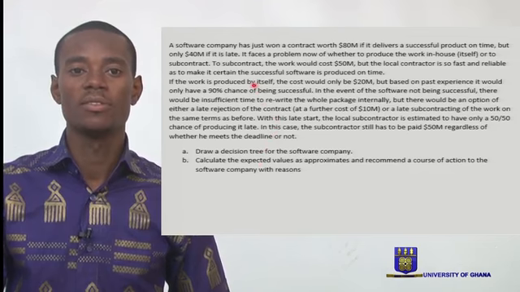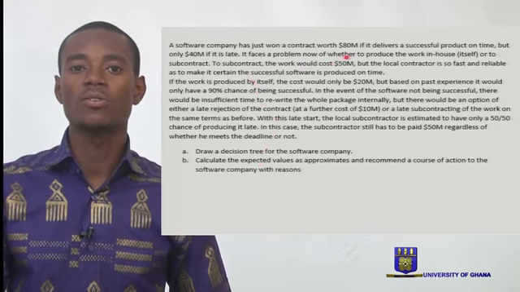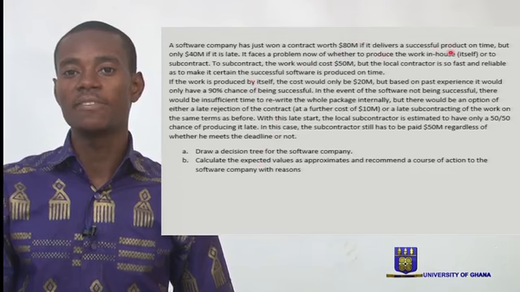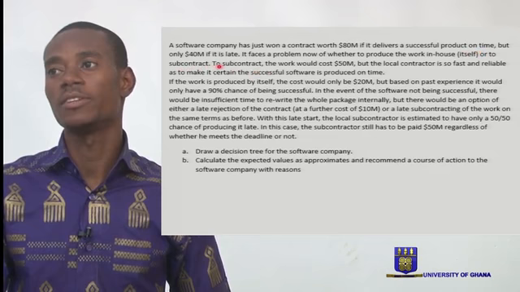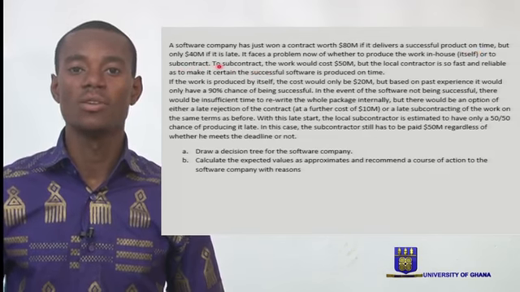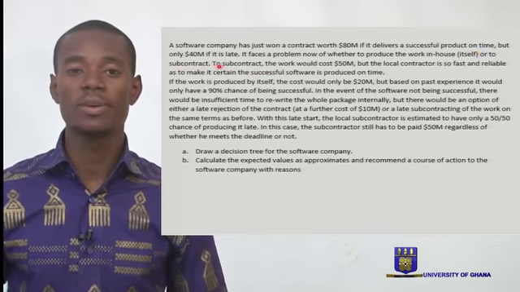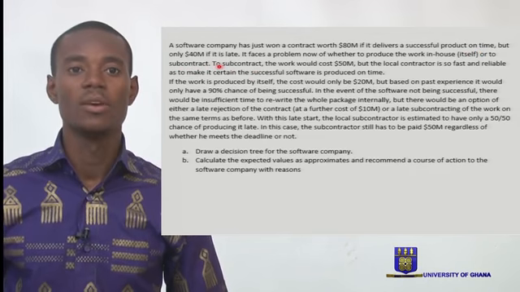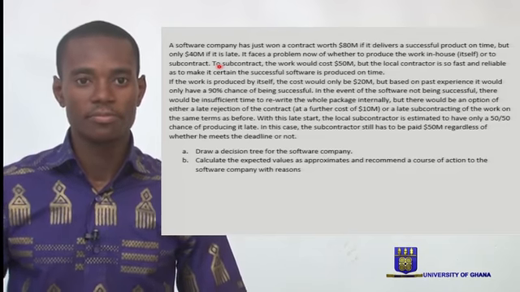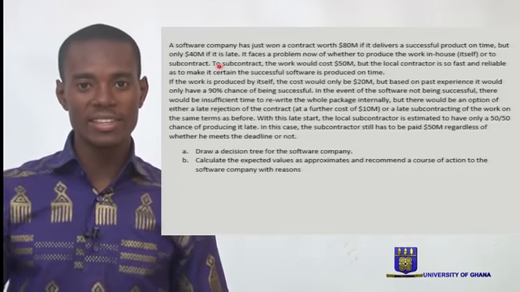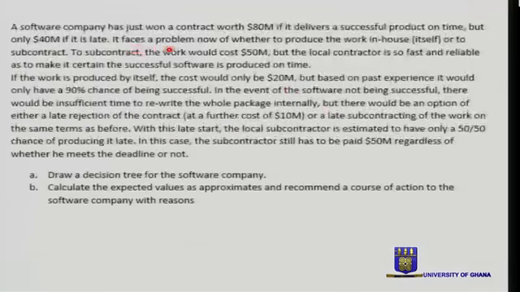Now, this is a company which says that it has just won a contract of $80 million. That is if it delivers a successful product on time, but only $40 million if it is late. So if the contract is delivered on time and is successful, it will make $80 million. But if it's not on time, you're going to get half of the amount, because you're going to pay a penalty for the late delivery. So the main decision here, it says that it faces a problem now of whether to produce the work in-house, that is by itself, or to subcontract.